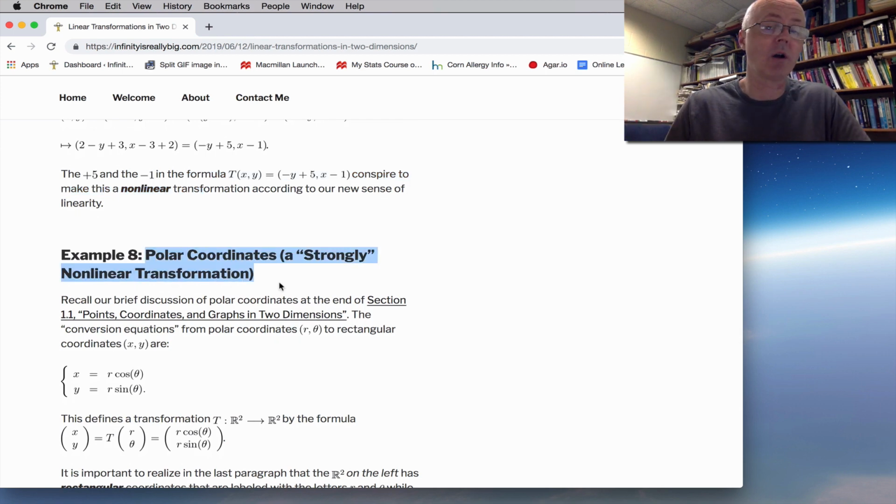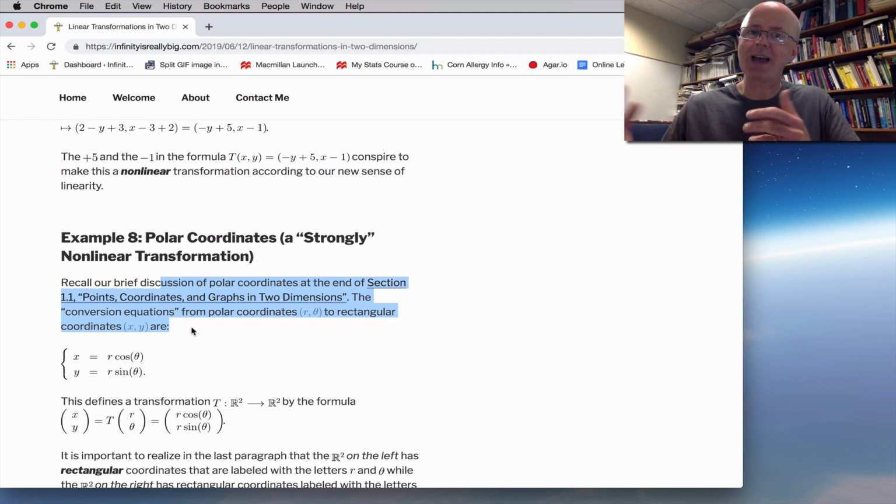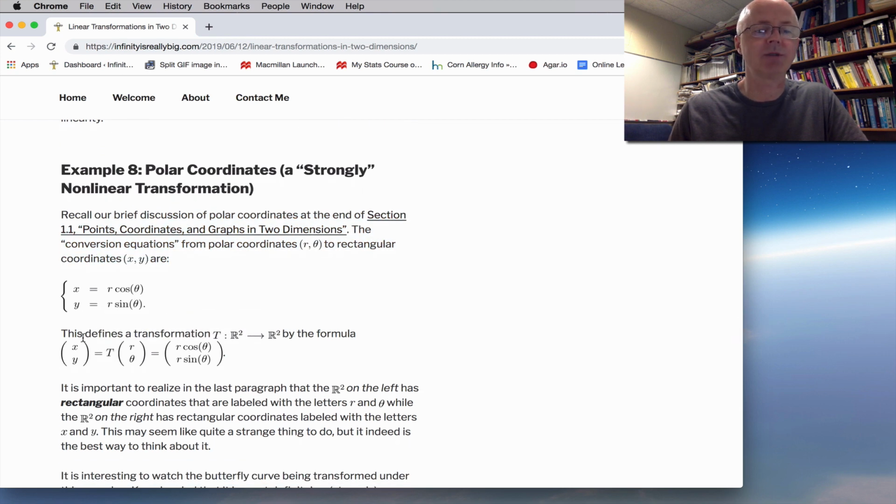A quote-unquote strongly nonlinear transformation, where I'm not defining what strongly means. We did discuss polar coordinates in section 1.1, essentially to contrast it with rectangular coordinates, but it's a common kind of application situation. Its conversion equations, x equals r cos theta and y equals r sin theta, define a transformation that you could write this way. This ends up being nonlinear though. You might say it's linear in r, but it's definitely nonlinear in theta. Cos theta and sin theta are definitely very nonlinear functions.